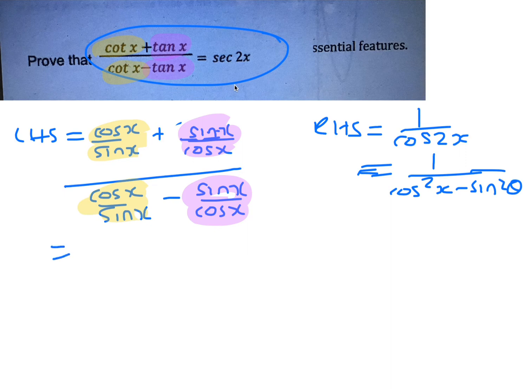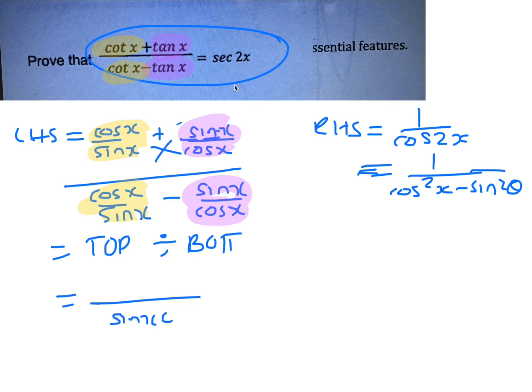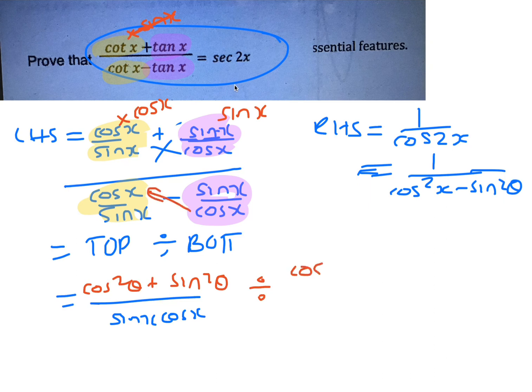Okay, so get a common denominator on the top and then just do top divided by bottom. So on the top, the common denominator here would be sine x cos x, and what you do to the bottom, you do to the top. So you times the cos x by cos x, and the sine x by sine x. So that's cos squared x plus sine squared x divided by, now on the bottom the same, cos times cos will give you cos squared x, sine times sine will give you sine squared x.